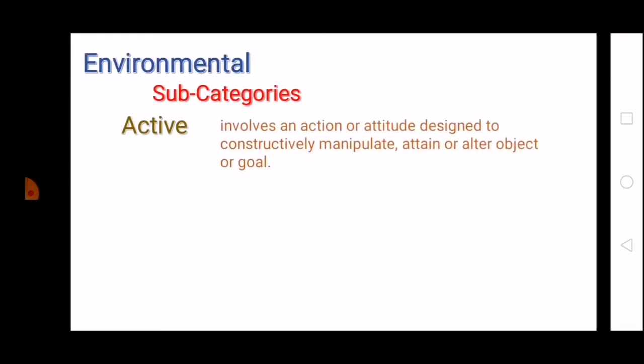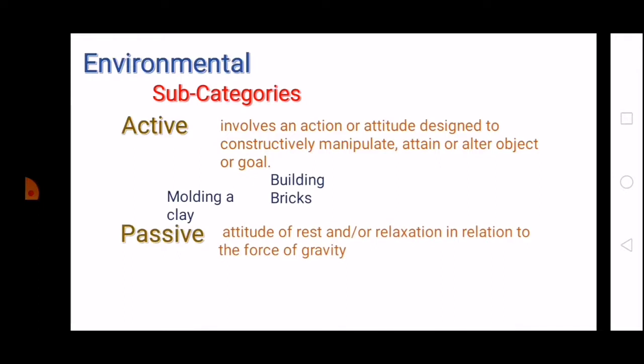The next subcategory is active, which involves an action or attitude designed constructively to manipulate, attain, or alter an object or goal. For example, molding clay or building bricks. And next is passive. This is an attitude of rest or relaxation in relation to the force of gravity, meaning very passive, not moving. Although it shows a manifestation of connection with a non-human object. For example, a relaxed hand like the statue of The Thinker.